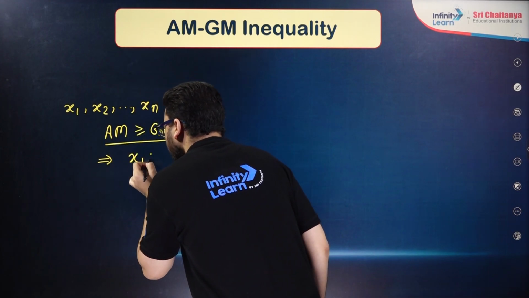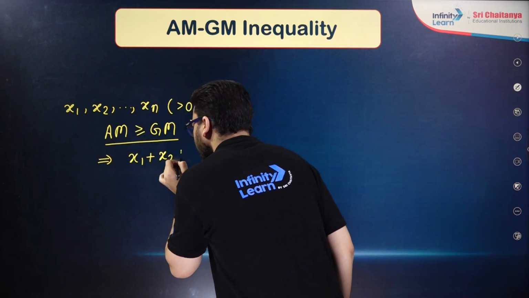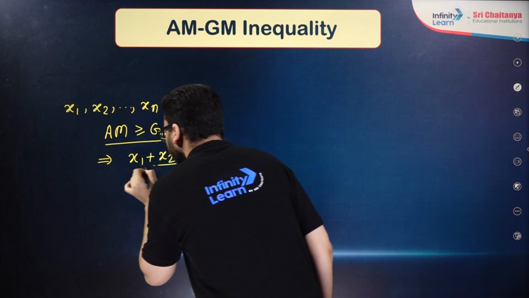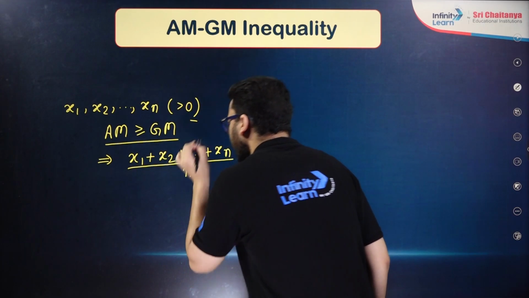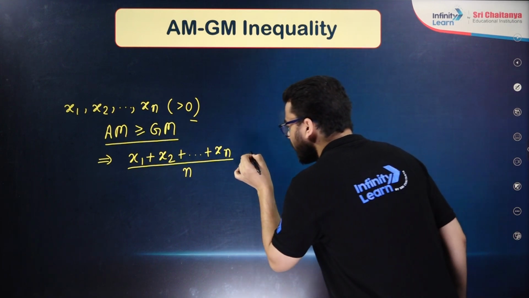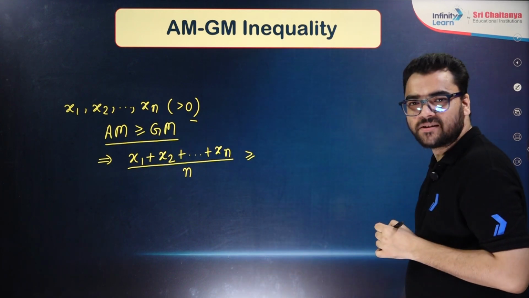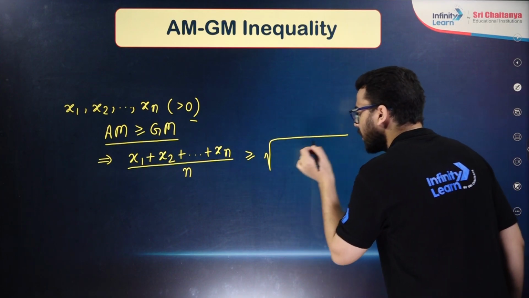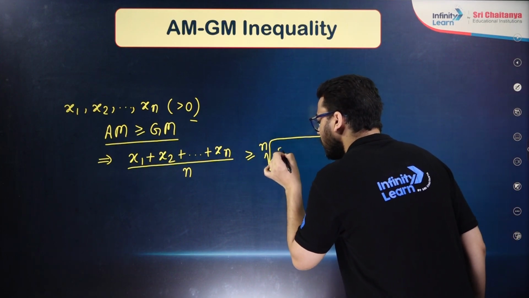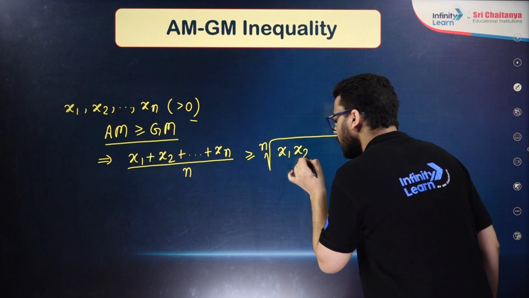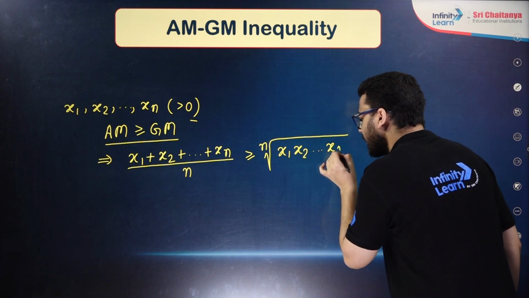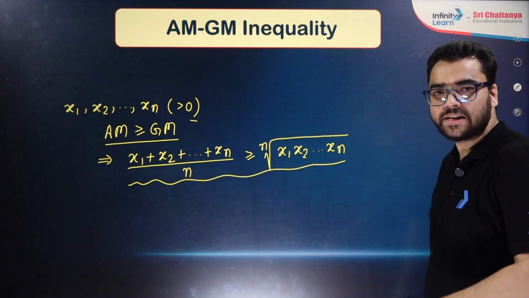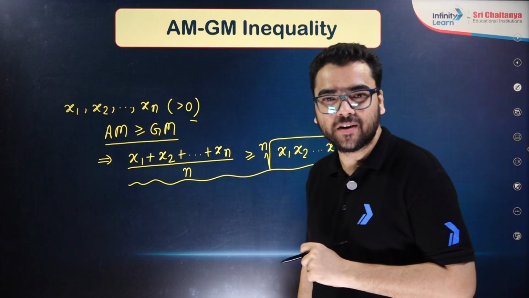So you see over here the arithmetic mean will be what? The sum of them divided by the number of observations, that is n over here, and that is greater than or equal to their geometric mean. Geometric mean is what? The nth root of the product of them, nth root of x1, x2, dot up till xn. So AM is every time greater than or equal to the GM. I hope that is clear over here, guys.